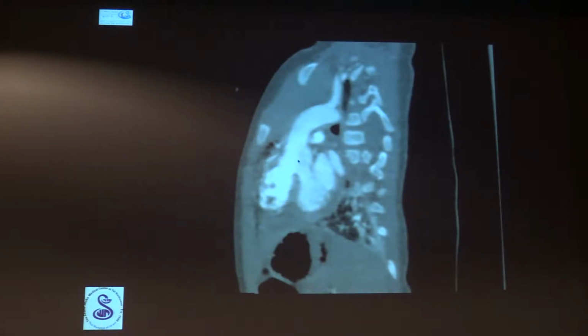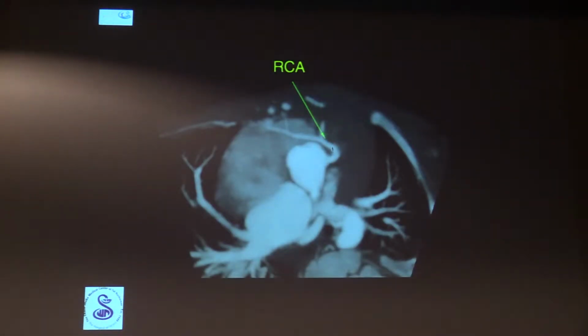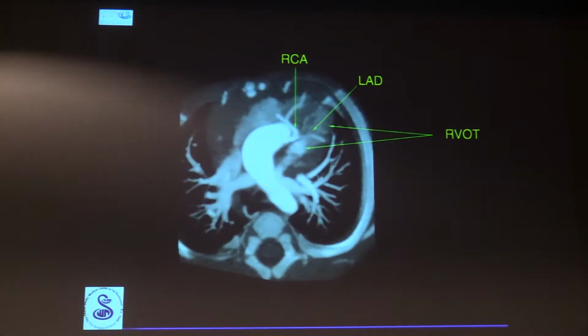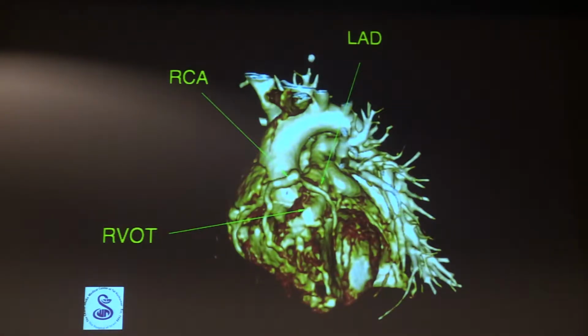This is the overriding aorta. And this is the right coronary, a little bit clockwise rotation, which is typical for Fallot. And if we look, this is the RCA and this is the LAD. You can see this is the RVOT, this is the RV outflow tract here. So the LAD here is crossing the RVOT. This is the right, this is the LAD, and this is the RVOT.